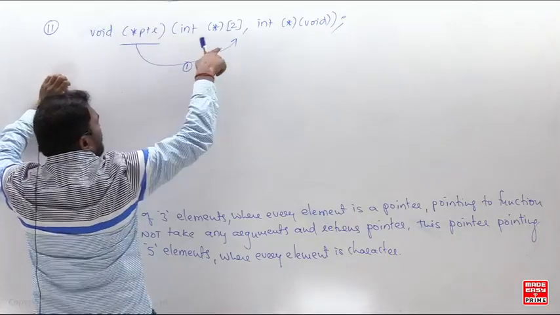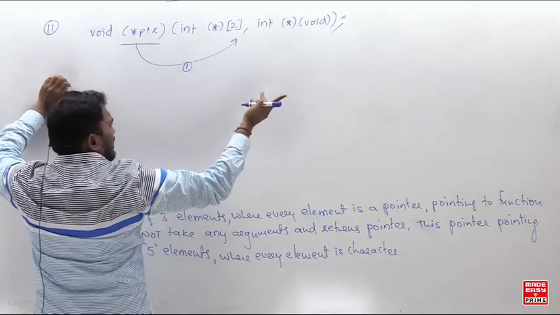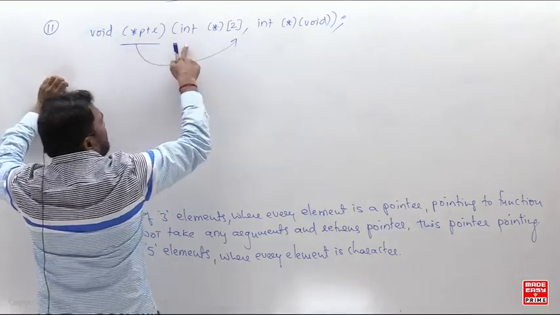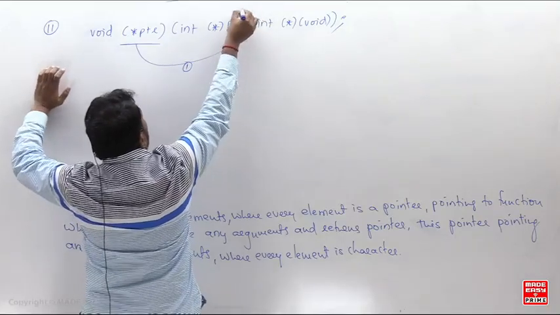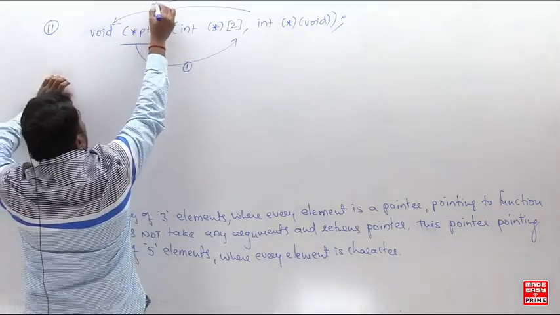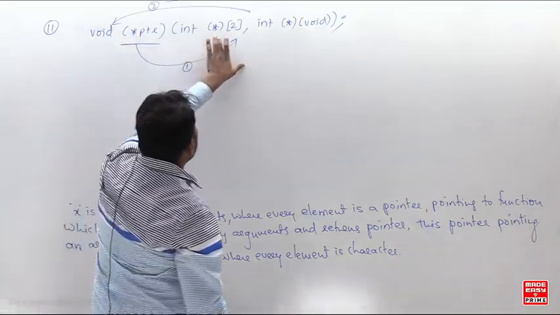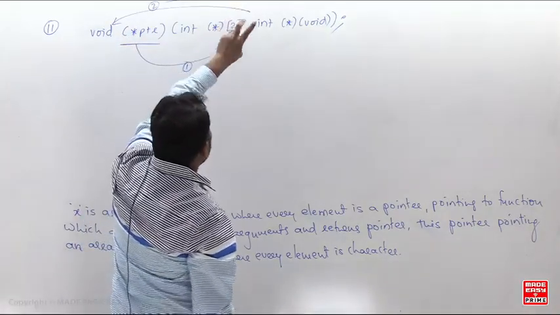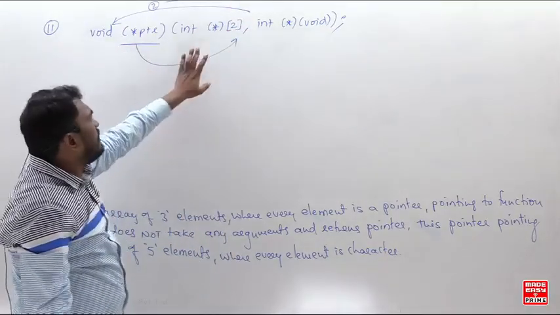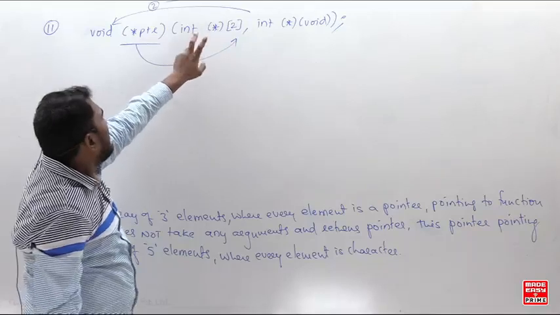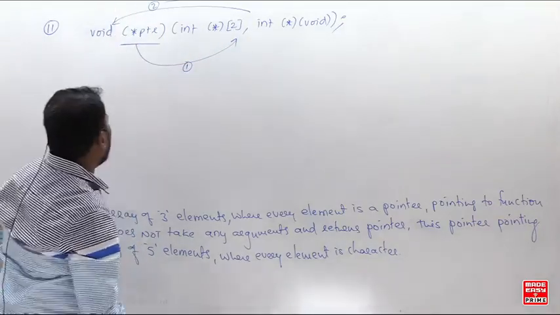PTR is a pointer to a function, which takes two arguments. What are the two arguments? We write later. PTR is a pointer to a function which takes two arguments, and returns what? Void. Returns void. That's it. What are the arguments? You write later.